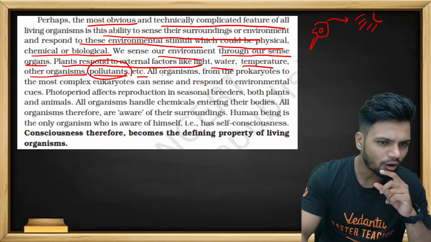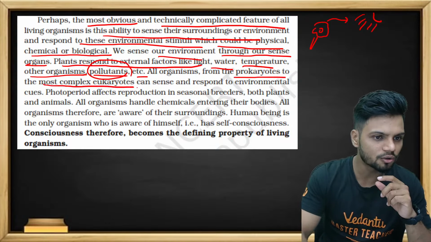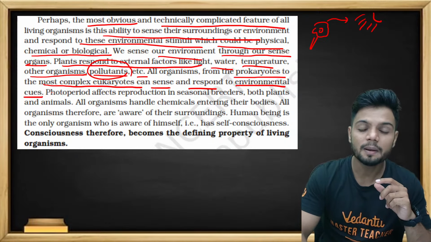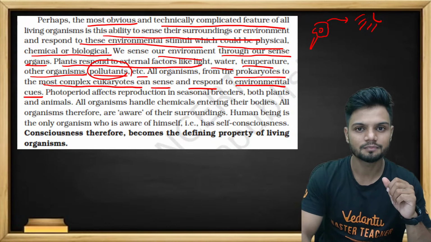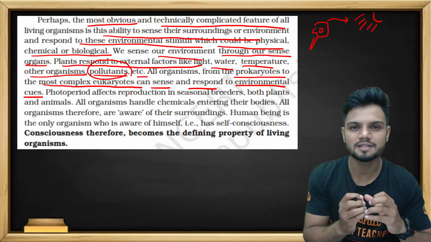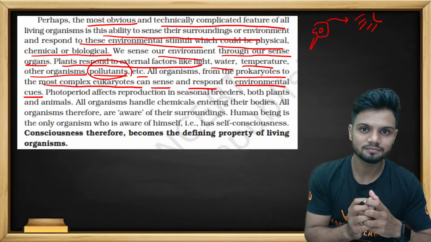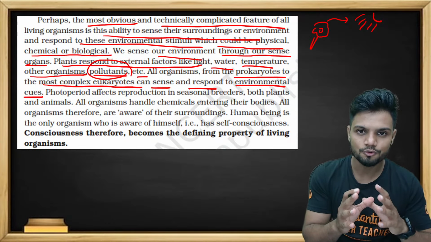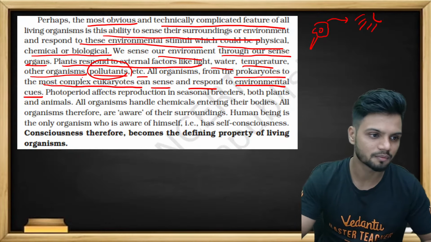All organisms, from the prokaryote to the most complex eukaryote, can sense and respond to environmental cues. Even a small bacterium will sense the food around it. As soon as the food is reducing, the bacteria will decide we have to sacrifice someone so that the colony can survive. That is called quorum sensing. Bacteria are so intelligent, they know the food is ending, so they prioritize who will survive and who will die. Quorum sensing, look it up.